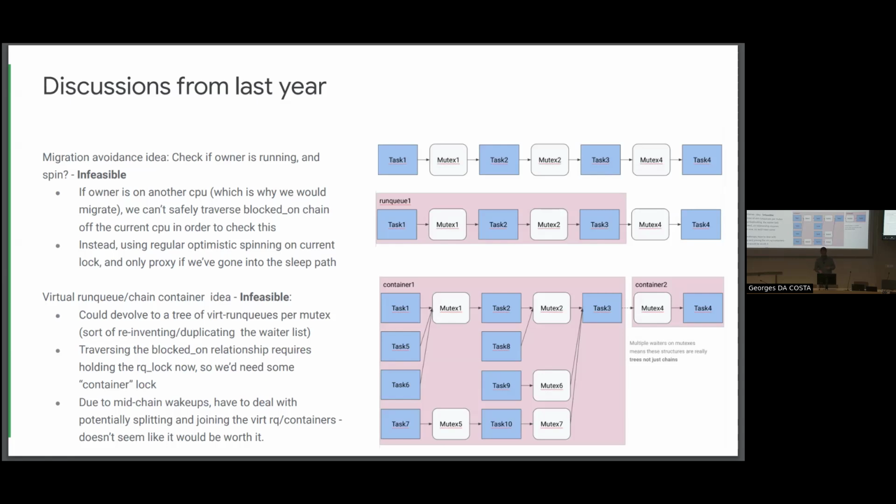There was another discussion around using this virtual run queue or chain container idea, so we could avoid doing the migrations and just migrate one placeholder for the entire group.